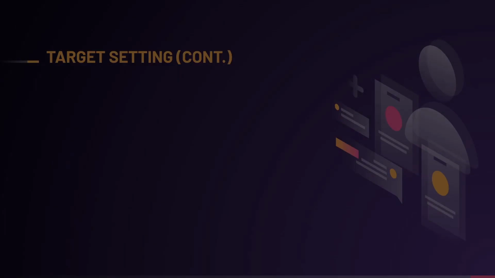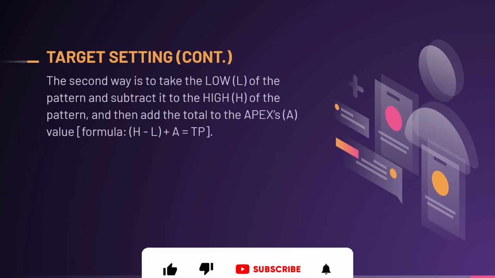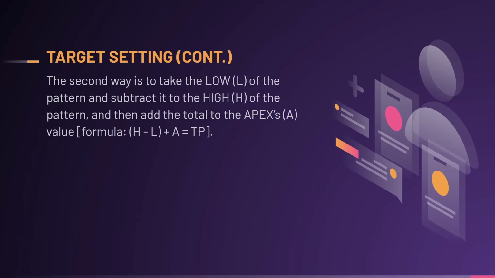Okay? Now, the other way to find a target is to take the low, again, of the pattern and subtract it from the high of the pattern and then add the total value to the apex's value.